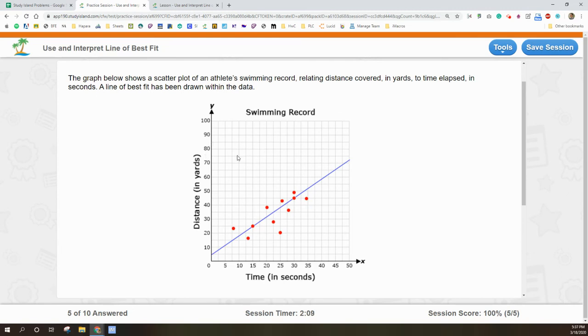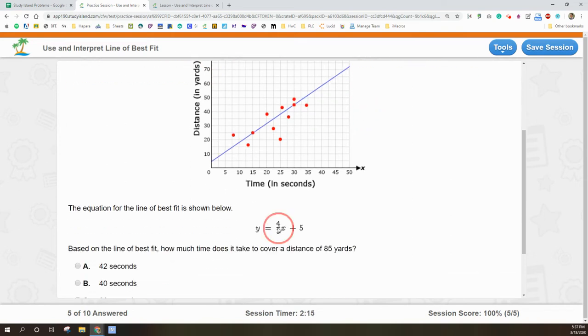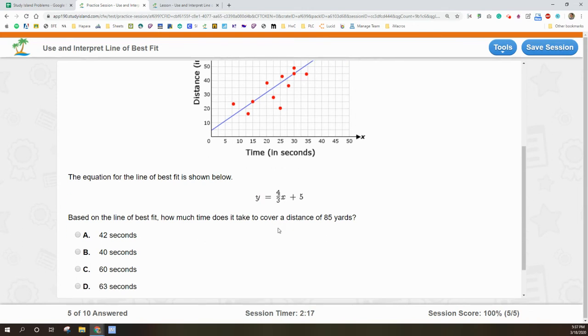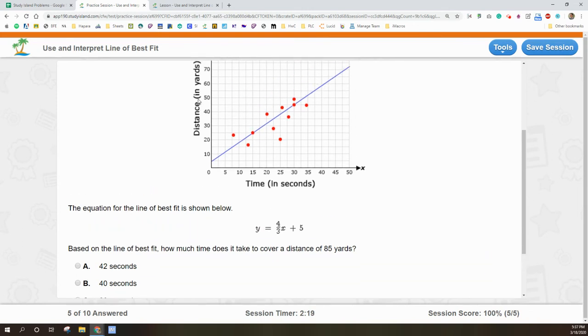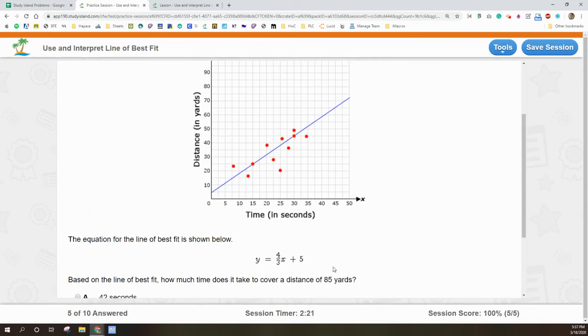So instead of using the actual physical line on the graph, we're going to have to plug the number 85 into the equation and solve. Again, the yards is the y-axis. So if we're trying to find what x is, that's seconds, when the yards is 85, all we have to do is plug in 85 for y in the equation and solve for x. And here's what that looks like.